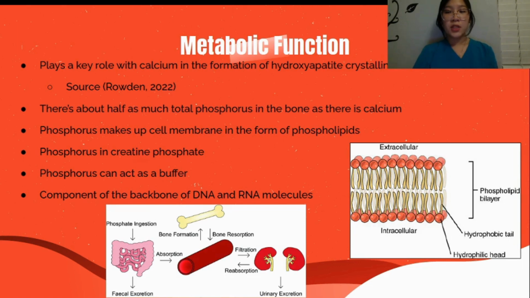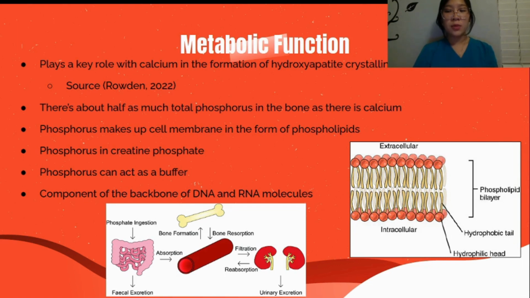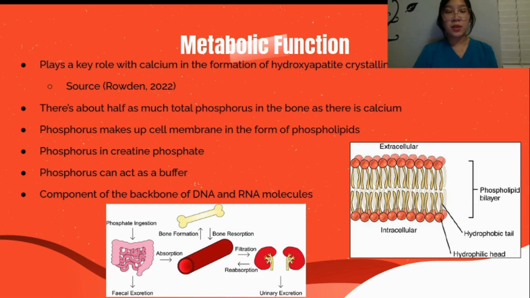Phosphorus in creatine phosphate is also found in muscles and can be provided to ADP to form ATP. Phosphorus acts as a buffer by binding or releasing hydrogens when the blood becomes too acidic. Phosphorus is also a component of the backbone of DNA and RNA molecules.